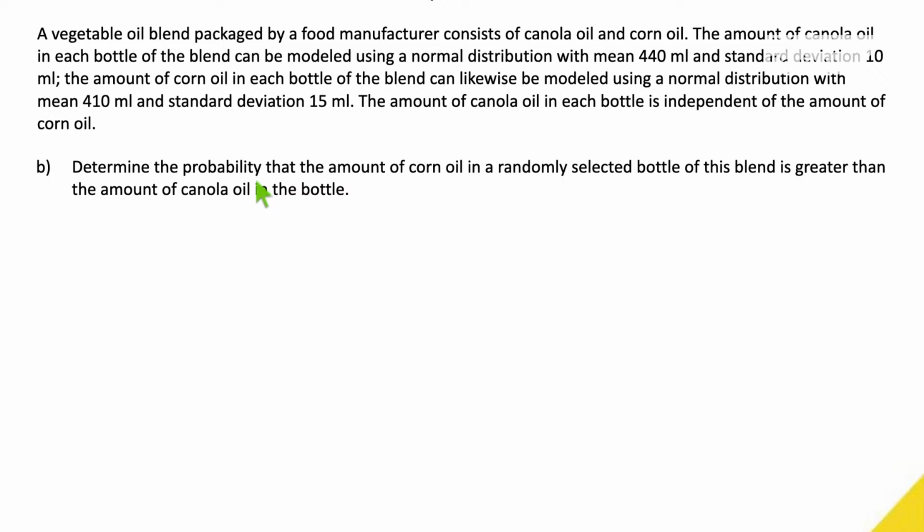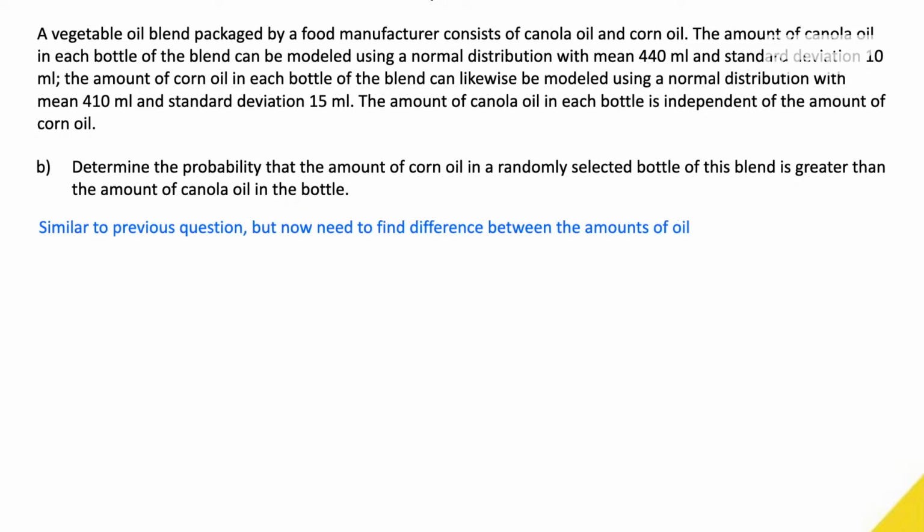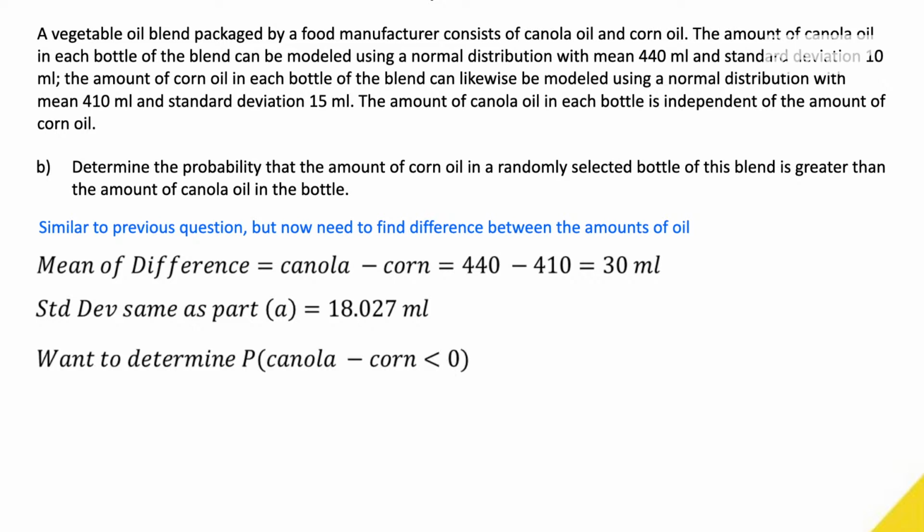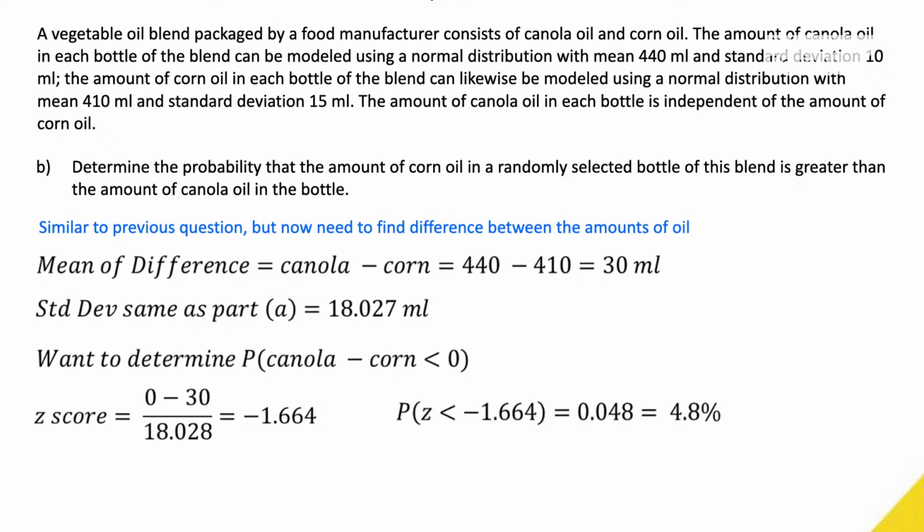Here we determine the probability that the amount of corn oil is greater than the amount of canola oil. This is similar to the previous question, but now we need to find the difference between the amounts of oil. The mean of the difference is canola minus corn, which is 440 minus 410, which is 30 milliliters. The standard deviation is the same as in part A, because we combine the standard deviations just as we did earlier. Now we can find the z-score, which is negative 1.664, and then use the normal distribution table to look up the probability, which is 4.8%.